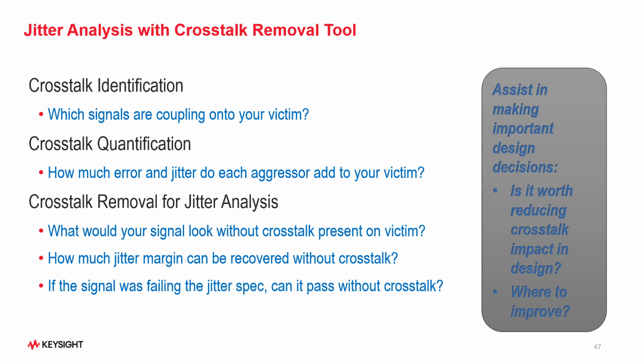So the crosstalk tool can figure out which signals are being coupled onto the signal, and if one has a clock, and if one is looking at a serial data aggressor, it can tell whether that is the signal which is causing a problem to the victim signal. It can also help quantify how much error and jitter each aggressor will add to the victim, so one knows how to tackle and go about it. Then one can also remove the crosstalk for jitter analysis, to see what the signal would look like without crosstalk presence, and so on and so forth.